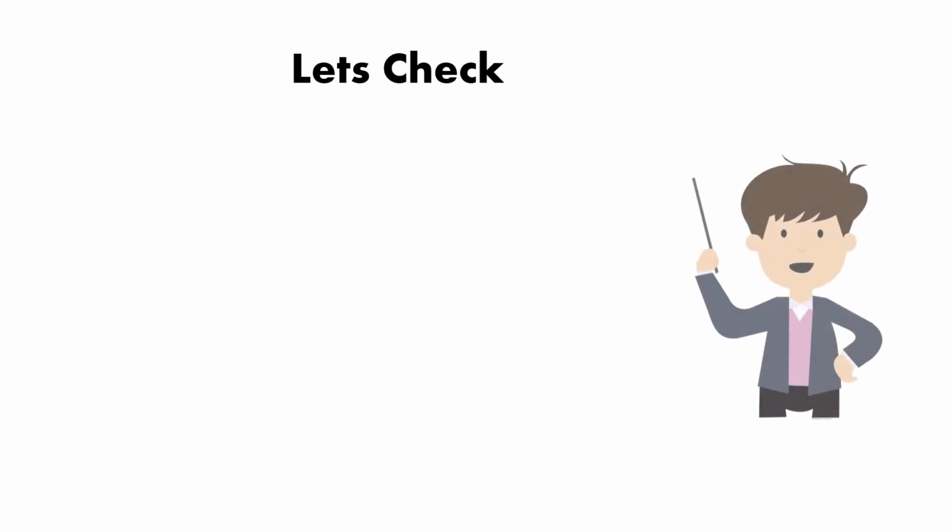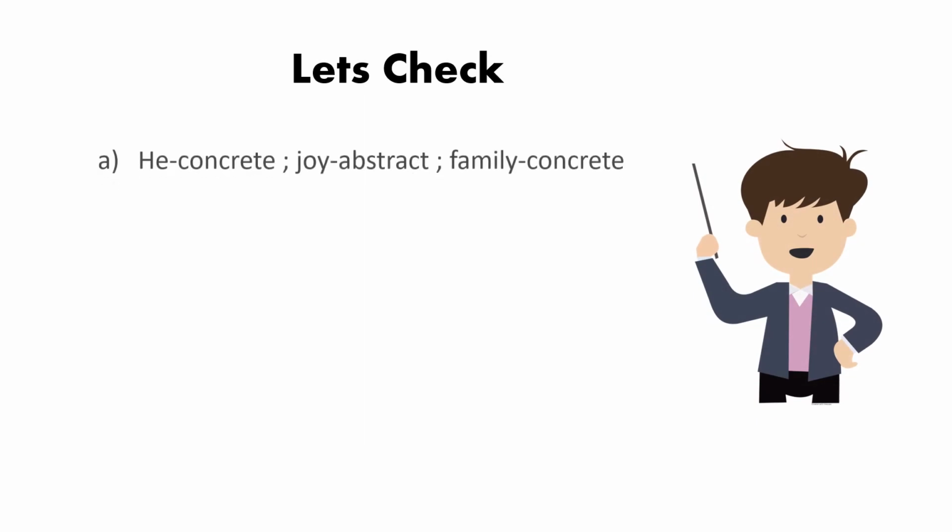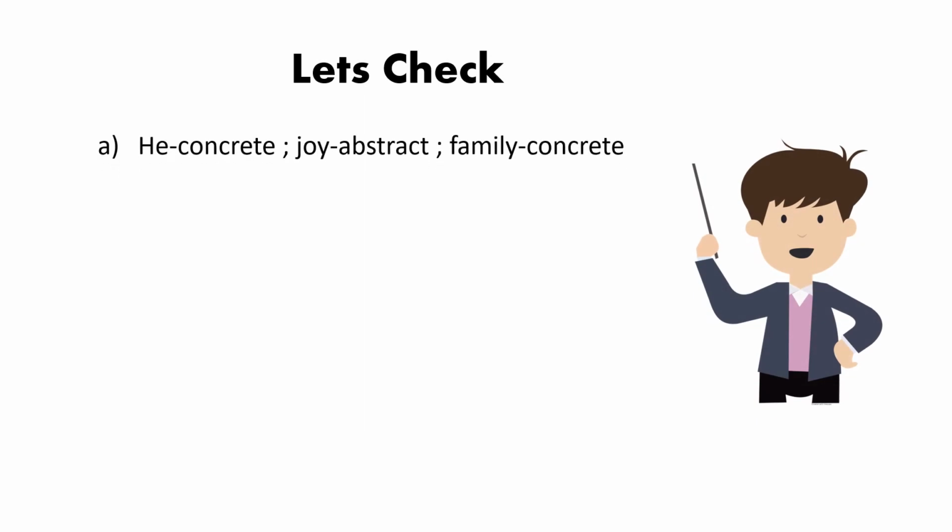I'm sure you must have worked out the exercise and now it's time to check your answers. In the first sentence, there are three words in bold print. He, concrete noun. Joy, abstract noun. Family, concrete noun. In the second sentence, there is one word in bold print. Failure, it is an abstract noun.